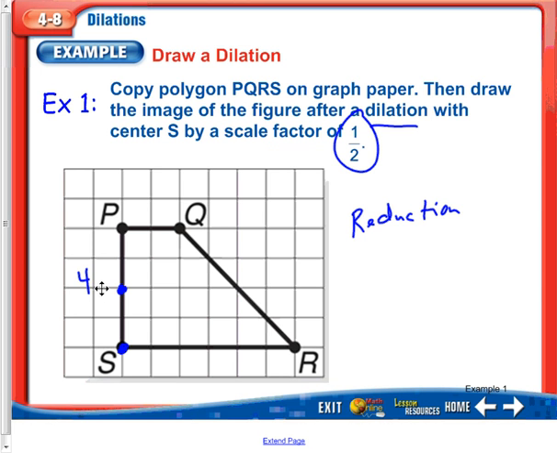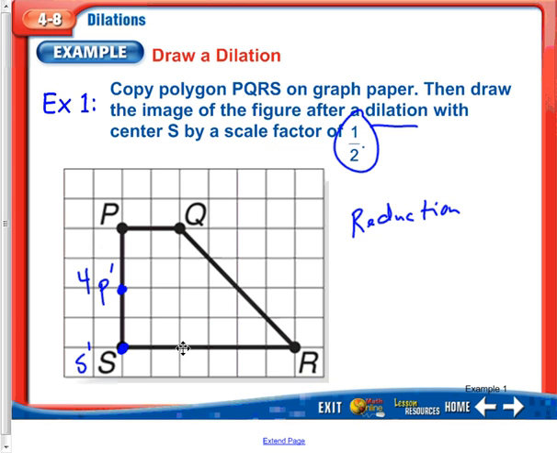And then when we label it, we're going to label it P prime. P is the original P. Whenever you have a prime, you know that that's the changed version or the dilated version. So S will also be S and S prime. We're actually not going to move that one.